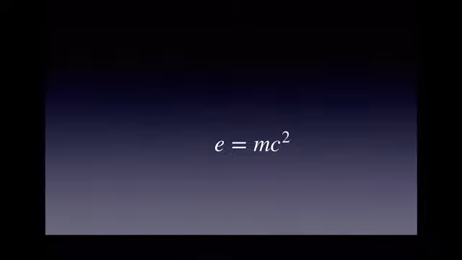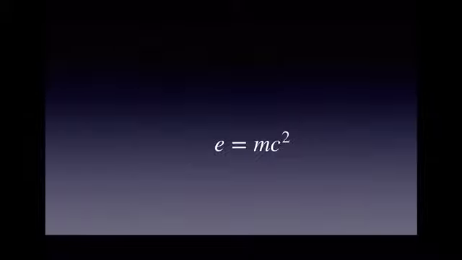Now you will recall this famous equation from Einstein. This is, from some point of view, a summary of his work and the thing that inaugurated the atomic age. And you will remember the parts of it. E stands for energy and M for mass.